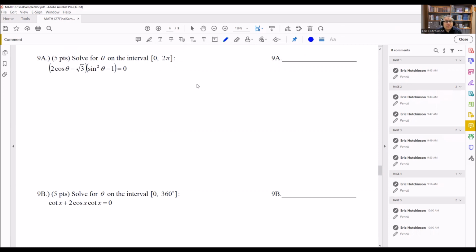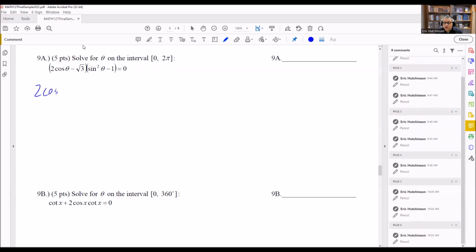All right, number 9, we need to solve the trig equation. Now, if they give it to you in factored form like this, don't multiply it out. Don't do any more. It's already factored. So directly what you want to do in this case is set each one equal to 0. Okay, so we're going to do that equal to 0.